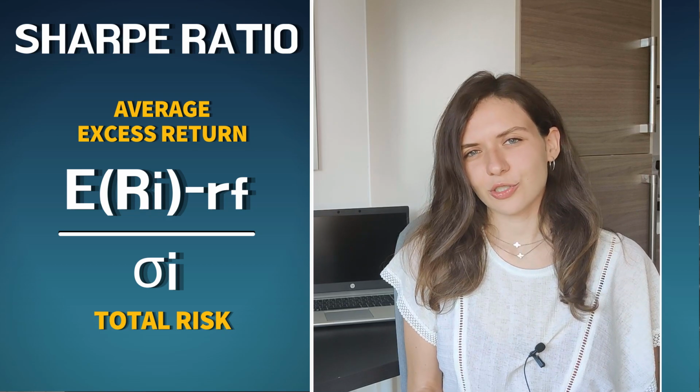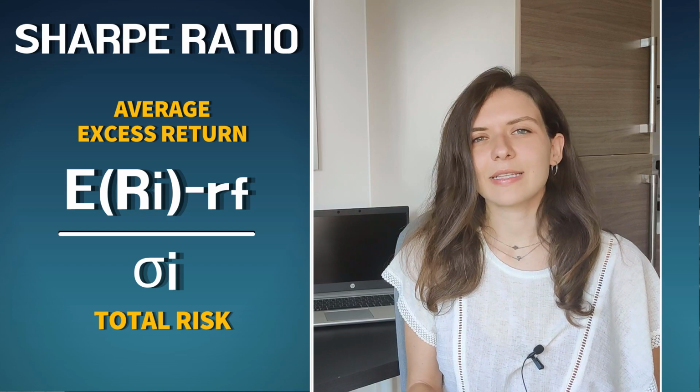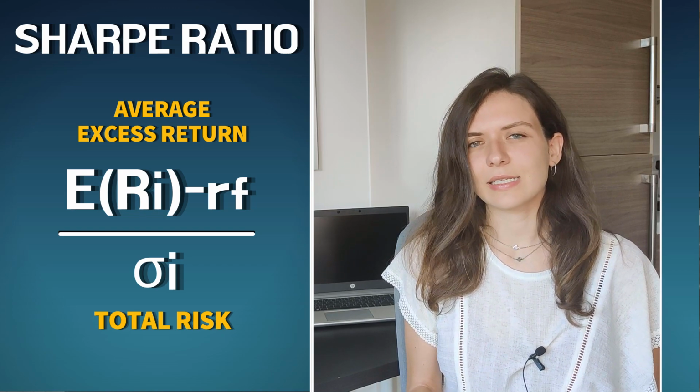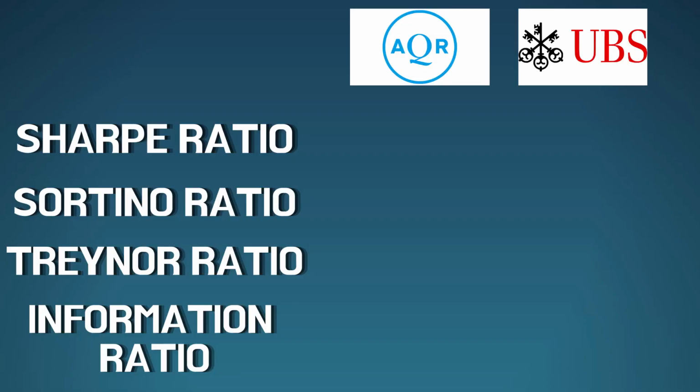Obviously the higher the Sharpe ratio, the better, because the fund with the highest Sharpe ratio is the fund that is able to generate the highest excess return compared to the risk that they are running to achieve it. The Sharpe ratio calculated over the last 3 years is 0.5 for AQR and 0.65 for UBS, which tells me that UBS long short strategy has delivered a better risk adjusted performance over the past 3 years.